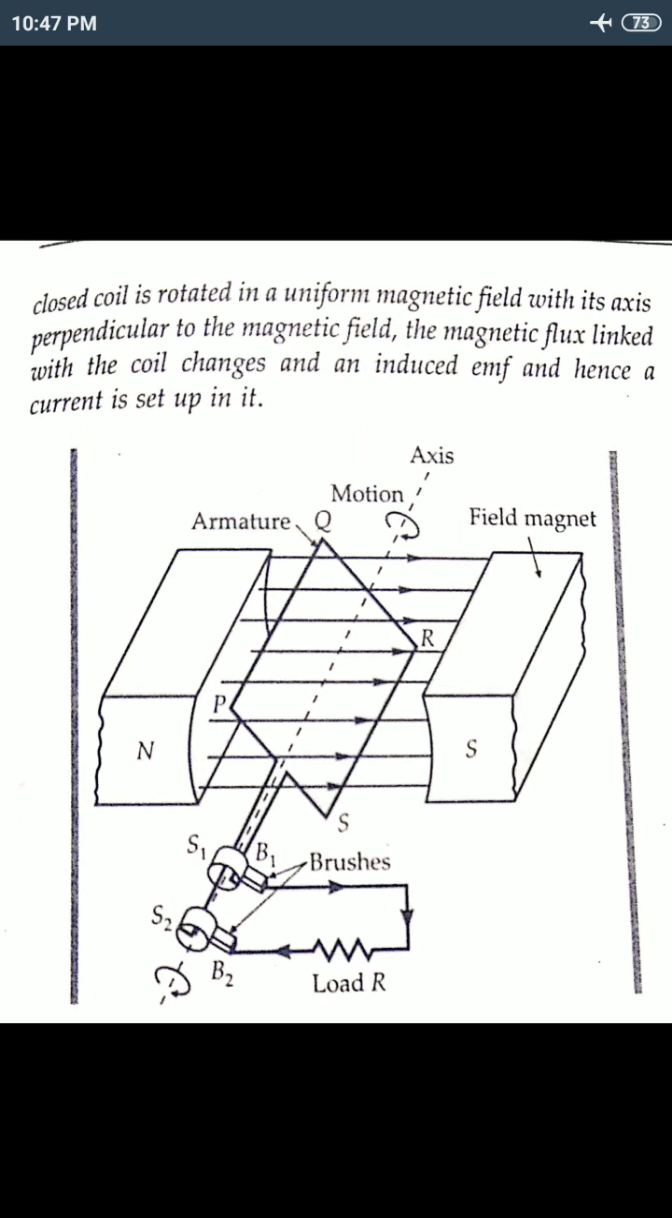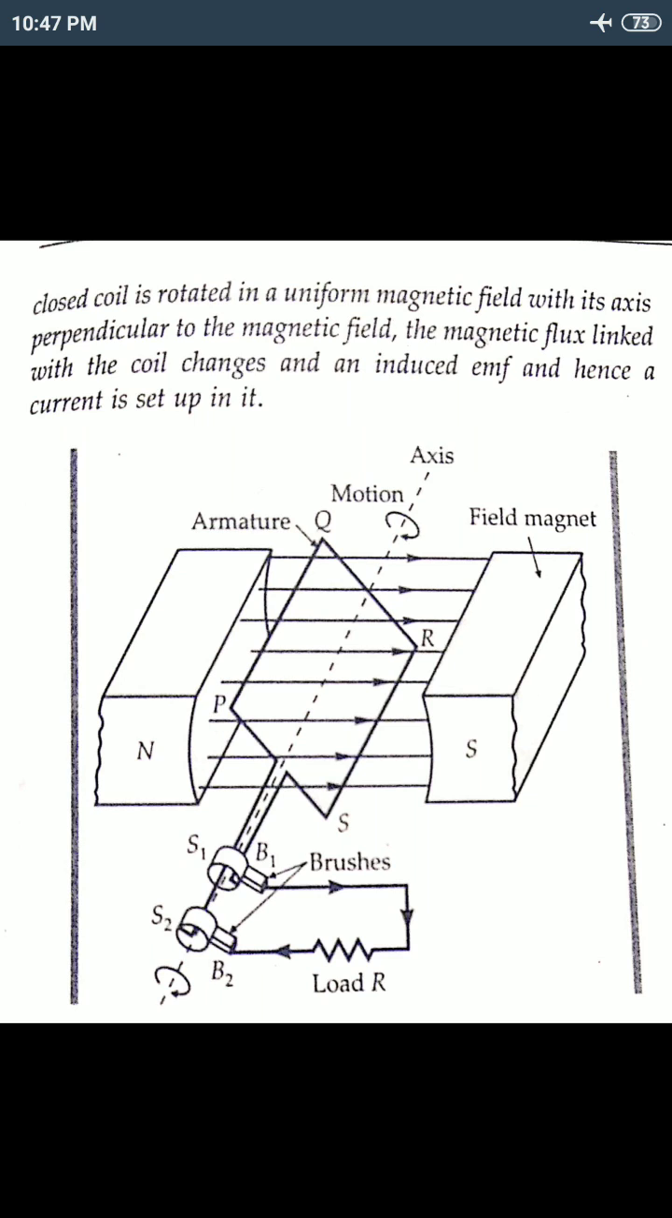Two field magnets, permanent magnets with a north pole and a south pole, provide the magnetic field. Here PQRS is the armature. It consists of a rectangular coil with a large number of turns of insulated copper wire on a soft iron cylindrical core. Third are the slip rings, S1 and S2. These two slip rings are connected with the armature coil, and they are fixed to the same shaft which is used to rotate the coil.